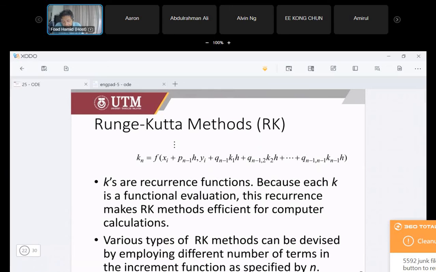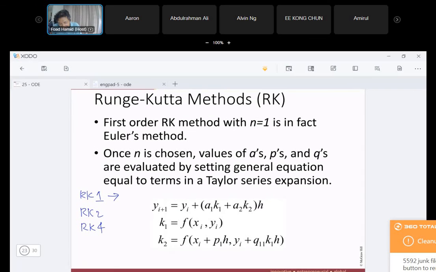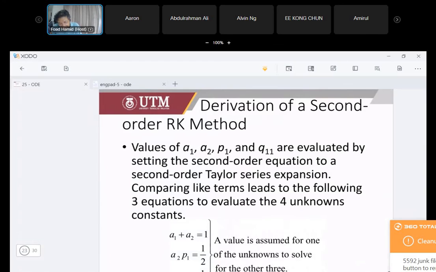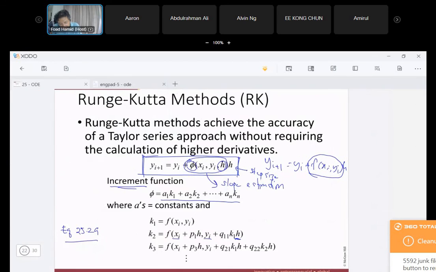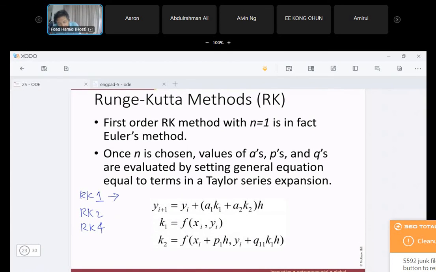So RK method, we have a lot of RK methods. We have RK1, which is first order, RK2, and of course, we have RK4. RK1 is just Euler's method. Maybe I can show you later, but I think this is in my video. RK1 will become Euler's method.